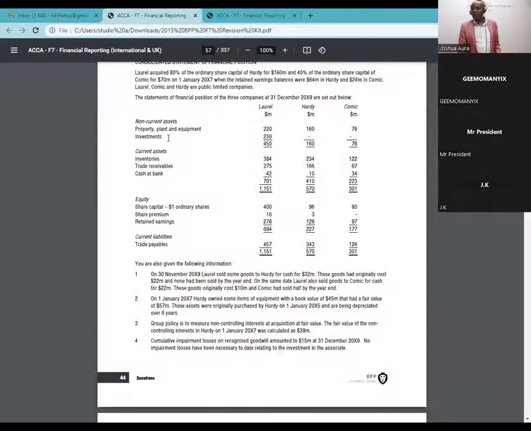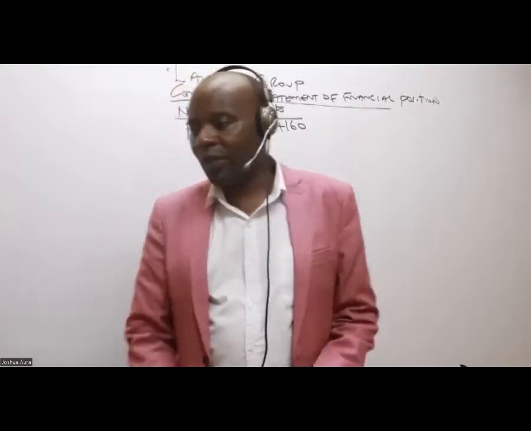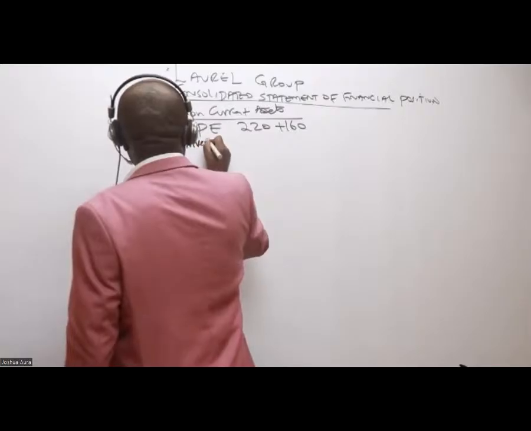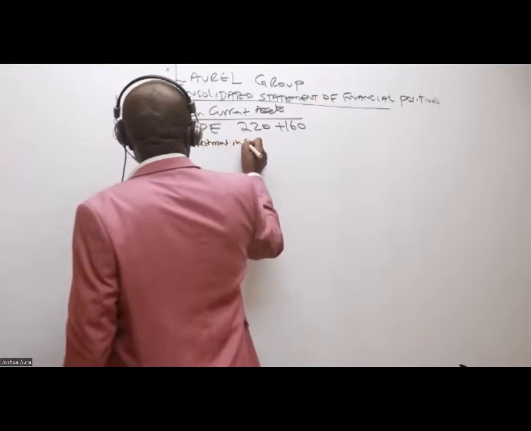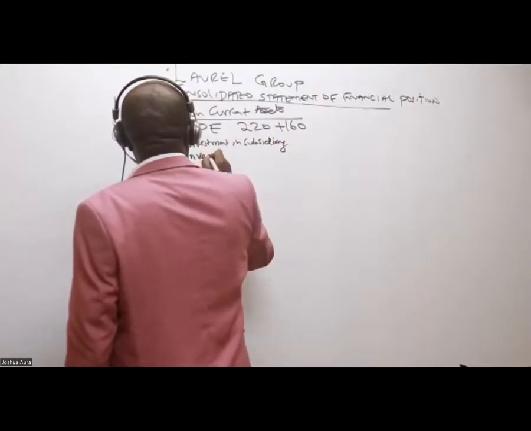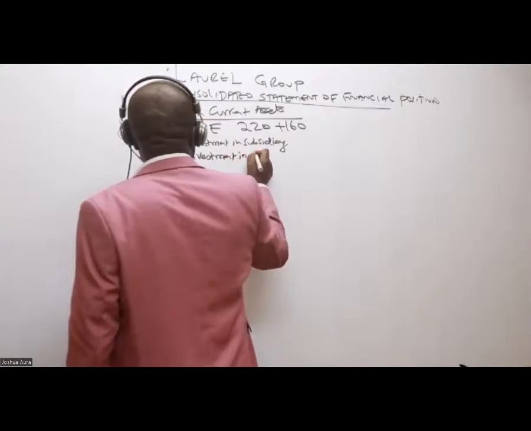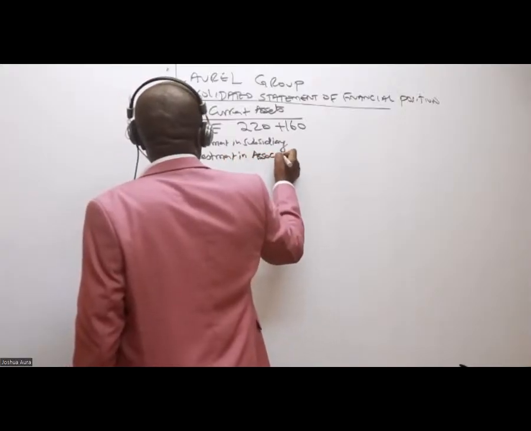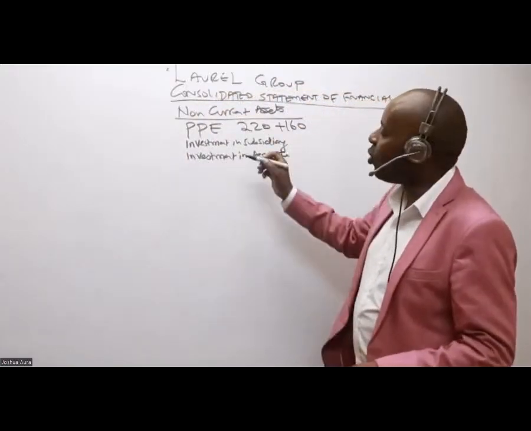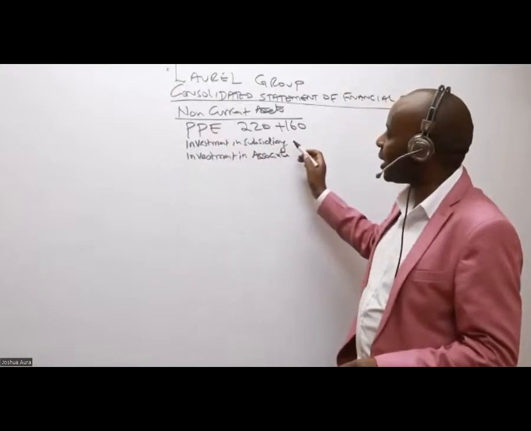The next thing they're calling investments. Whenever you see investments now, you must break this investment into 2. The first investment will be investment in subsidiary. And then we have investment in associate. We have only 2 investments.